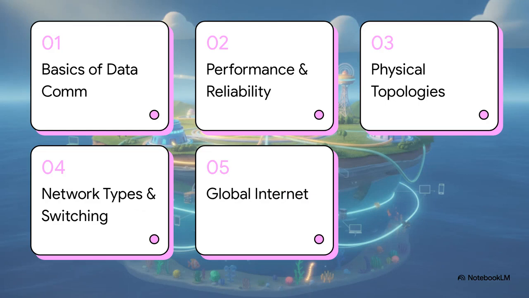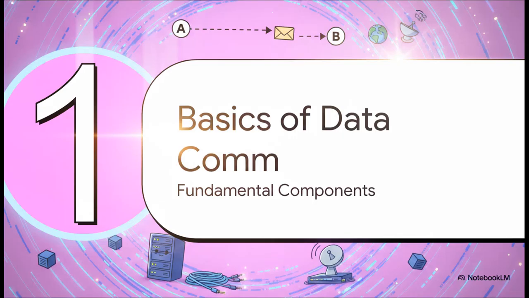Okay, here is our roadmap for today. Number 1, basics of data communication. Number 2, network performance and reliability. 3, physical network topologies. 4, network types and switching. And finally, number 5, global internet infrastructure. Let's get started. Section 1, Basics of Data Communication.